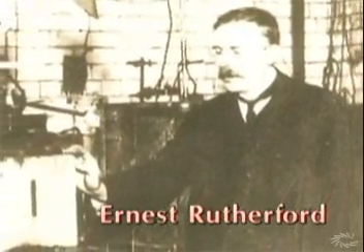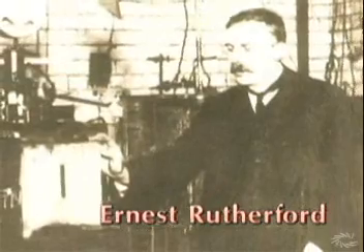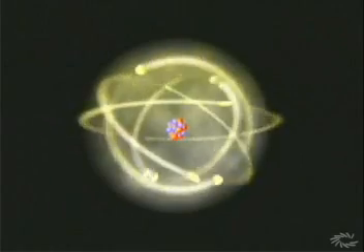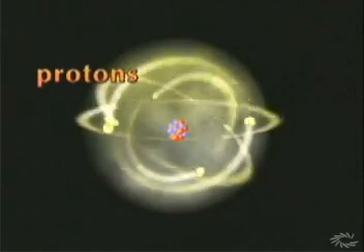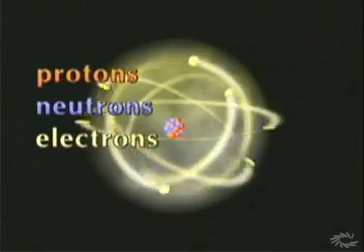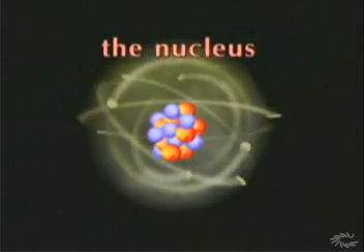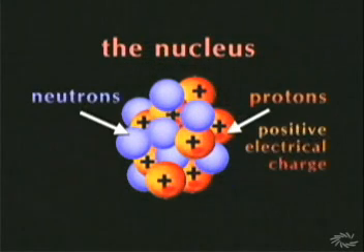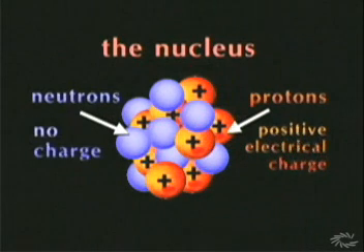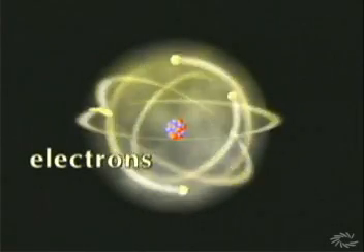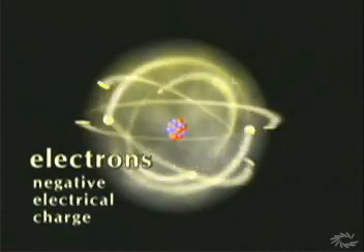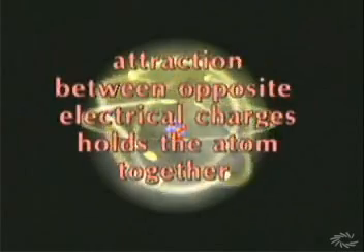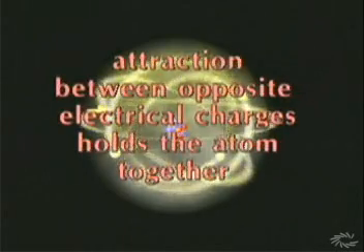With such painstaking research, a picture of atoms began to emerge. We now know that atoms are composed of protons, neutrons, and electrons. The nucleus comprises protons and neutrons. Each proton carries one fundamental unit of positive electrical charge. Neutrons have no charge. The electrons move about in the space around the nucleus. They carry a negative electrical charge. Positive and negative electrical charges attract each other, and it is that attraction that holds the atom together.